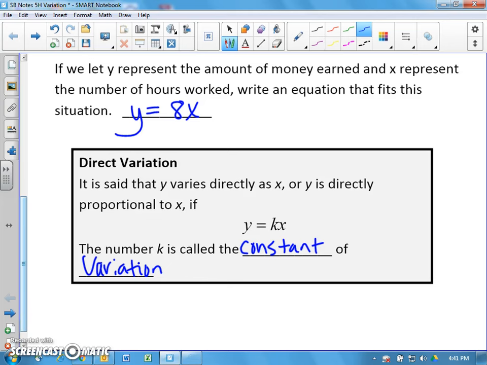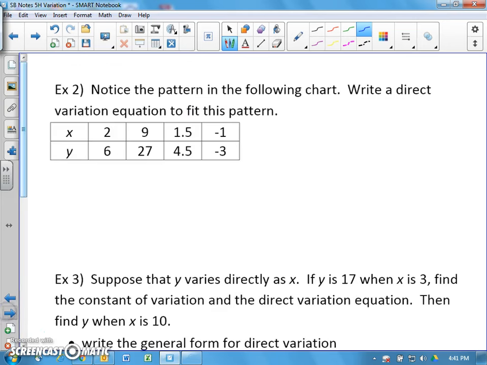Now let's take a look at an example. We're seeing another table here, and we're supposed to notice the pattern following this. If you notice, as your x increases, so does your y. What we're wanting to look for is that constant of variation. So we're wanting to follow the format y equals k times x. So 6 would be k times 2. Solving this just as a normal equation, we would get k to be 3.